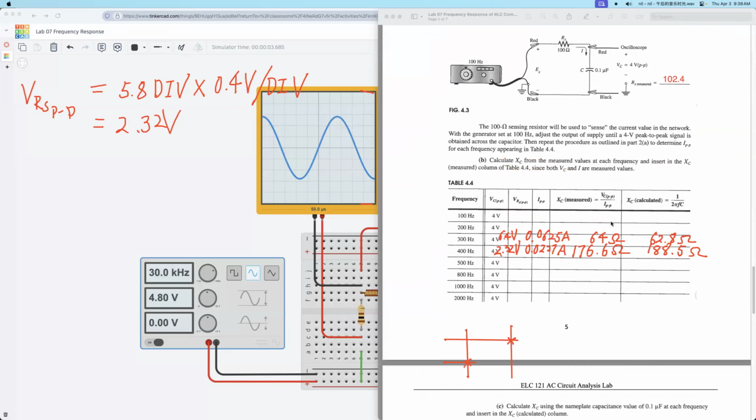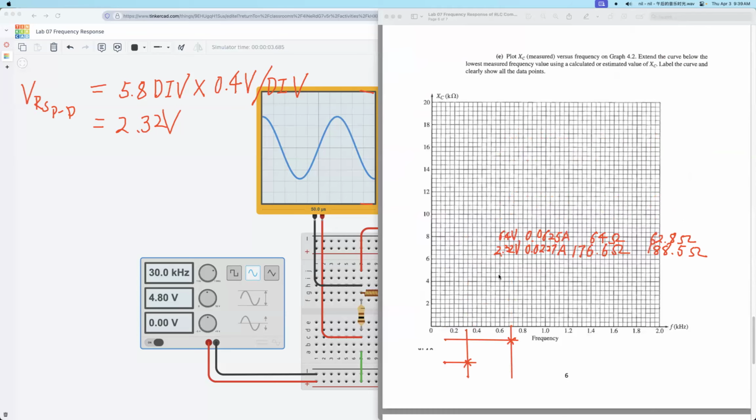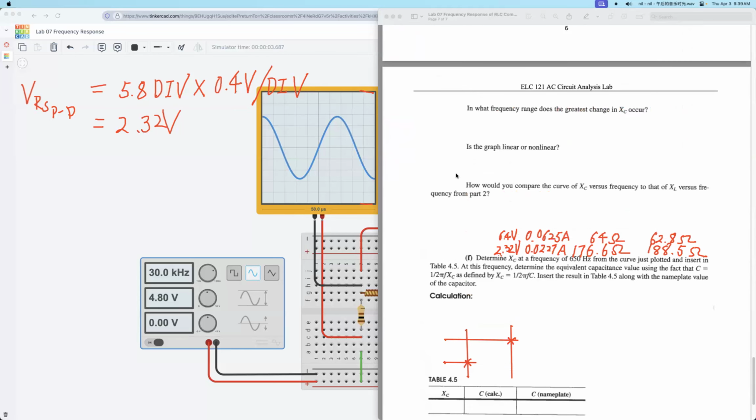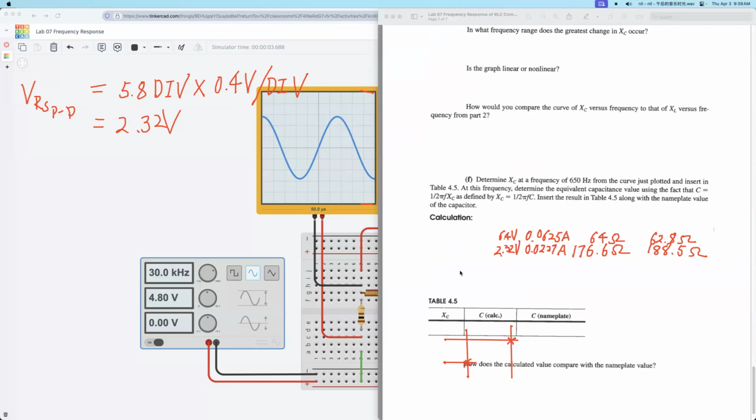Okay. Also, when you finish this, mark the points in this figure, so you should get a curve, a hyperbolic curve. Okay, this is a similar one. You need to get the XC at 650 Hertz. Okay, then get the C using this formula. C equals 1 over 2 pi F XC.